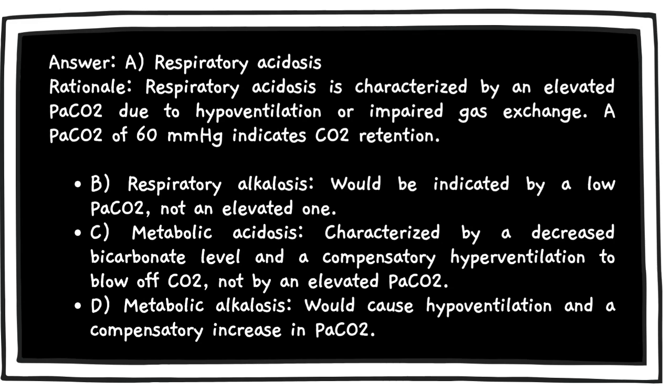Now, why are the other answers wrong? Respiratory alkalosis is characterized by low PaCO2, not a high one. Metabolic acidosis, here we have a low level of bicarbonate. In metabolic alkalosis, we have a compensatory increase in PaCO2. But then we should have a high level of bicarb, in this case, in metabolic alkalosis, because something is causing the alkalosis. So that is an increase in bicarb.